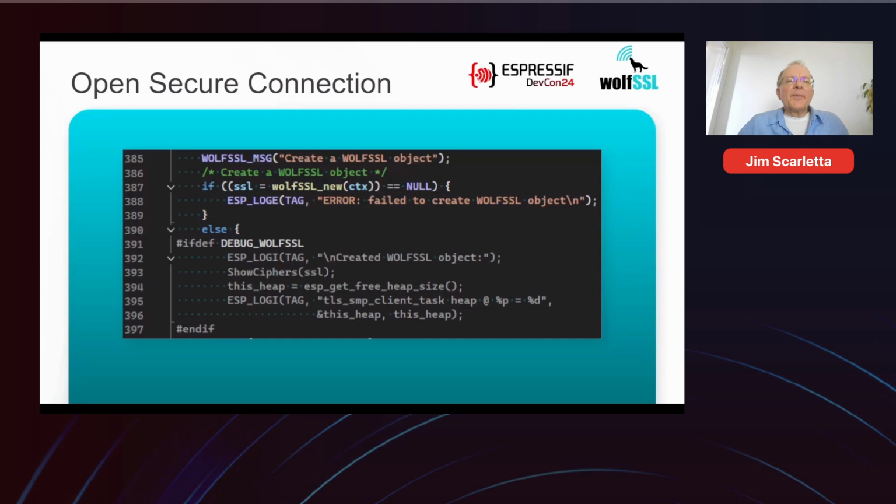And so next, we open a secure socket connection. We're going to open a TLS connection, and you see we new up a CTX object, and that's the wolfSSL context object. And you see if you have debug turned on, it'll also show you what ciphers are available. So it's grayed out here because I don't have debugging turned on, but it's a simple matter of going to your user settings and defining the debug wolfSSL and then turning debugging on.